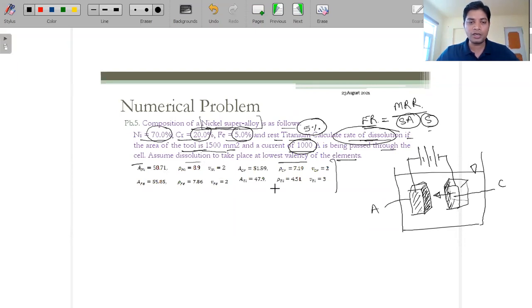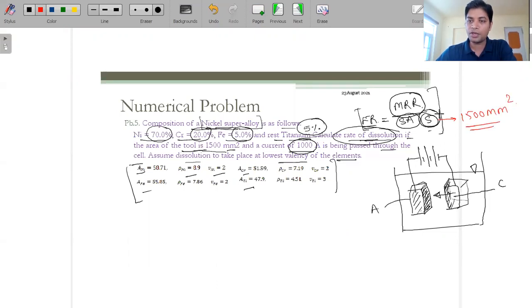Assume this dissolution takes place at the lowest valency of the element. So these are the data that are given to you: atomic weight for all the elements, that is nickel, iron, chromium and titanium. Similarly, valency and density are given to you. So first of all, if we want to calculate this FR, that is feed rate, we need the material removal rate and the surface area. Here in this problem the surface area is given to you, that is 1500 mm square.